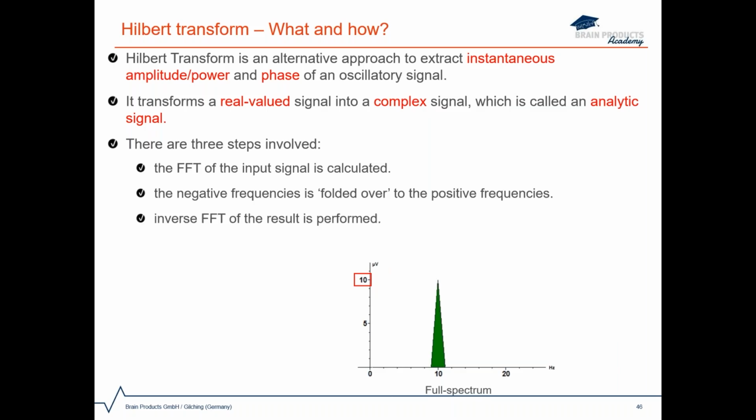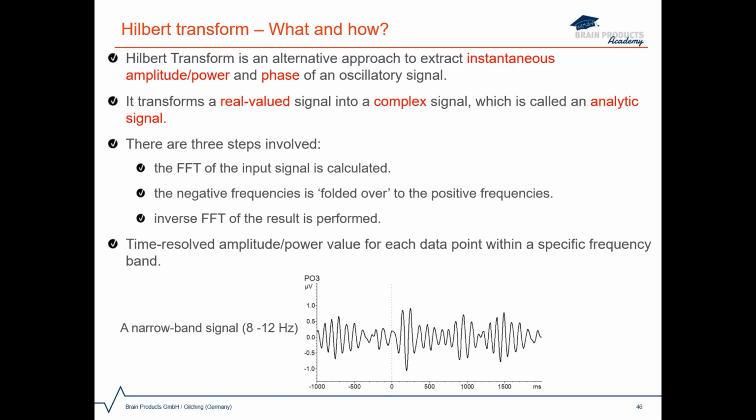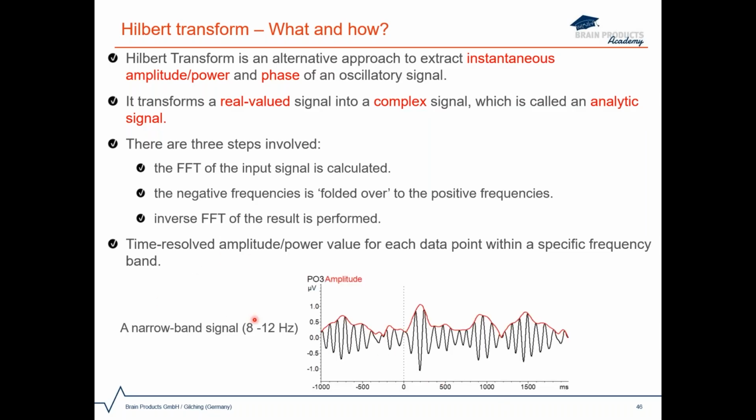Lastly, in order to be back to time domain, the inverse FFT is performed. The final output of the Hilbert transform is again a time-resolved amplitude or power envelope of the frequency band of interest. For example, when we apply a Hilbert transform to a signal consisting of 8 to 12 Hz, as shown in this figure, what we will get is the amplitude or power envelope of the frequency range of 8 to 12 Hz.